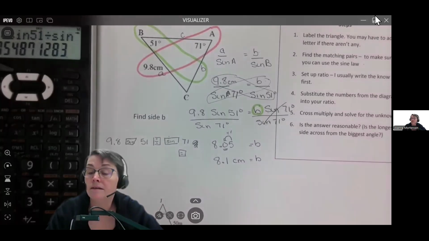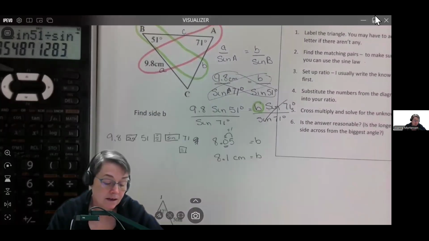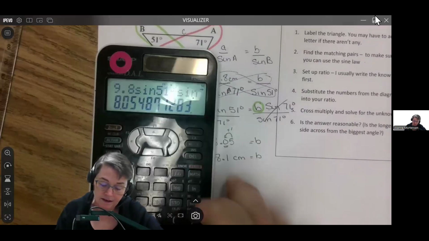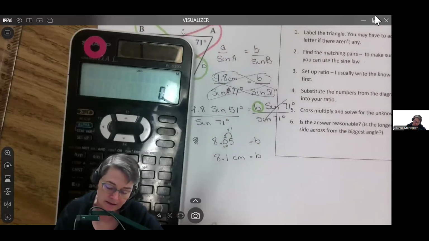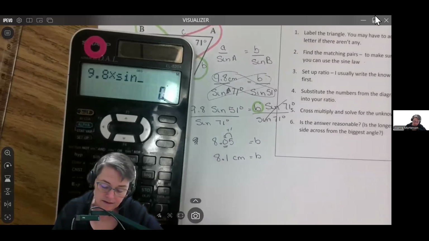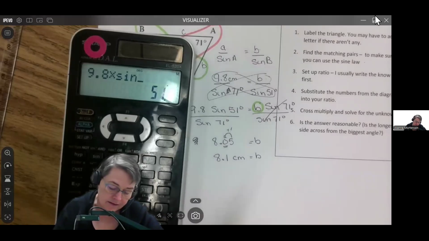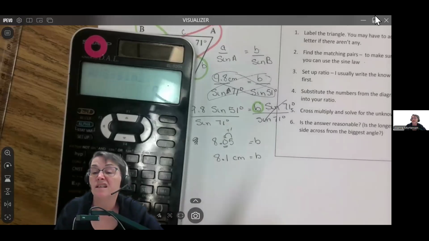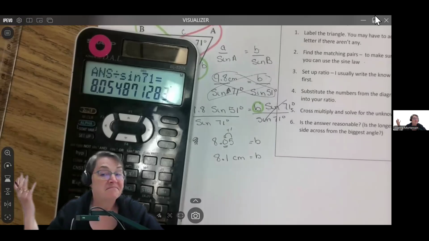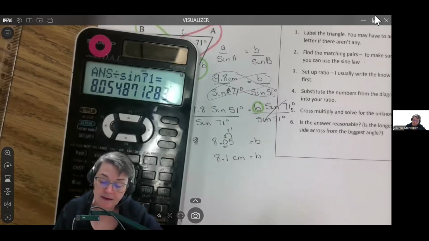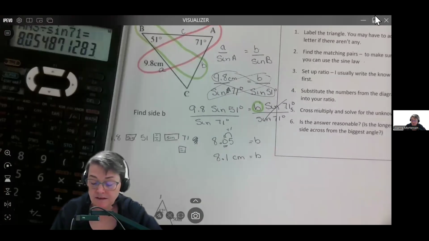This is a pretty old calculator. It works just fine on it. I also tried it. I thought I would have to go 9.8 times sine 51 equals divided by sine 71. But you know what? I got the same answer when I did it the quick way. So go for it. Just try it out on your calculator. Anyway, so there's our answer.